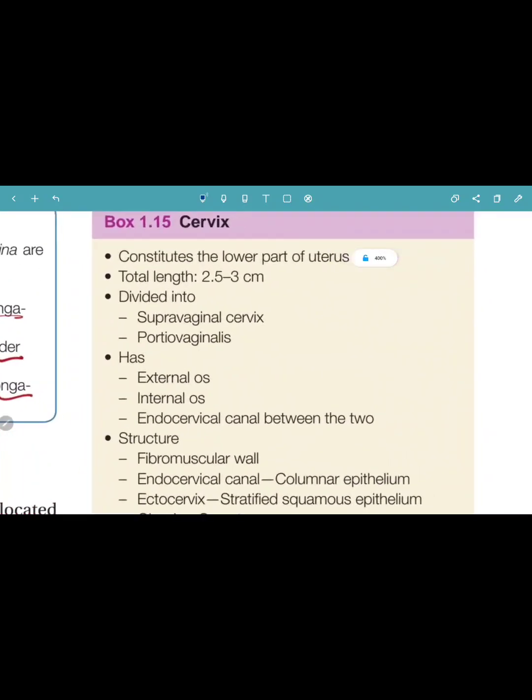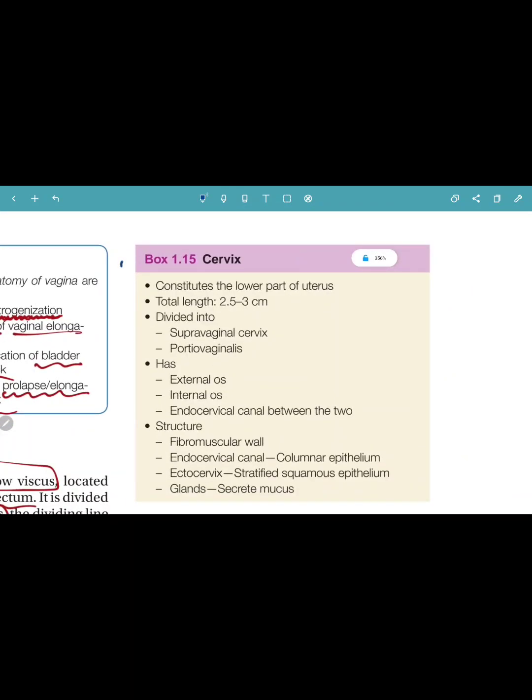So now let's look at the cervix in a box. The cervix constitutes the lower part of the uterus. That's the first point. The total length is around 2.5 centimeters. It is divided into two parts by the attachment of the vagina to the cervix, that is the supravaginal cervix and the portio vaginalis.